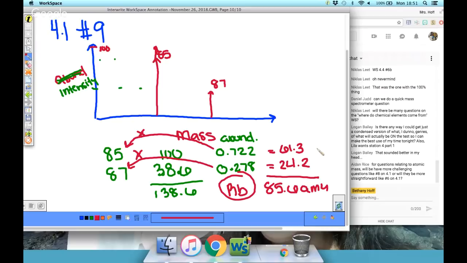Someone wants me to go over station number 4. So I'm going to go ahead and read through those answers. Let's go ahead and identify each substance as being a metal, a nonmetal, or a semimetal or metalloid. So shiny and ductile, that is a metal. Ductile, remember, means that it can be drawn into a wire. Poor conductors are nonmetals. On the other hand, very good conductors are metals.